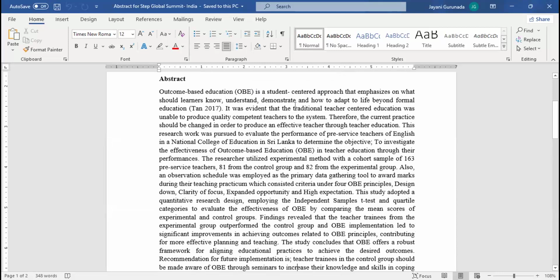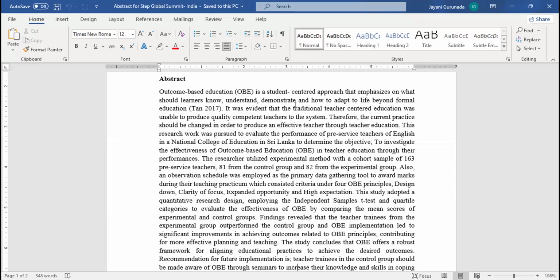I have given a brief introduction about what outcome-based education is, because my keywords are outcome-based education, student, teachers, right? So these keywords I have to introduce here. This is the introduction I have given. It should be very brief, because an abstract should be a maximum of 300 words. So therefore you have to include everything in the abstract, right?